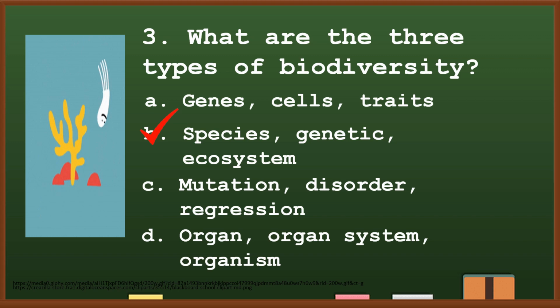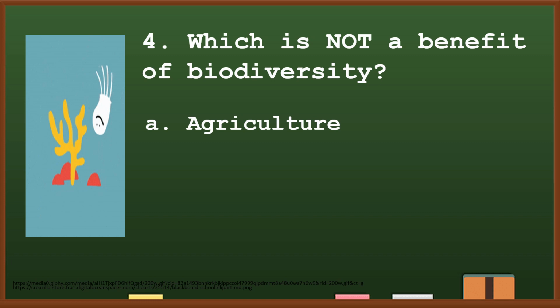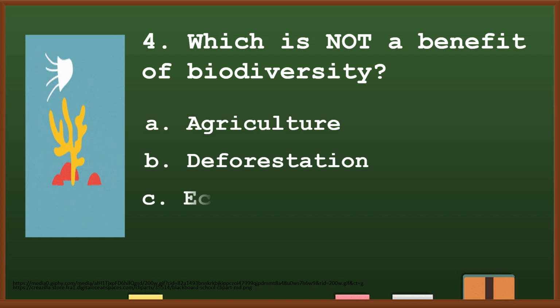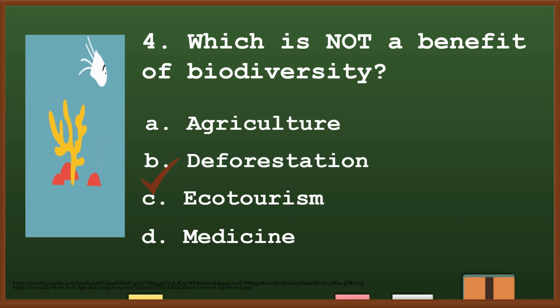Question number 4. Which is not a benefit of biodiversity? Letter A, agriculture. Letter B, deforestation. Letter C, ecotourism. Or letter D, medicine. The correct answer is letter B, deforestation.